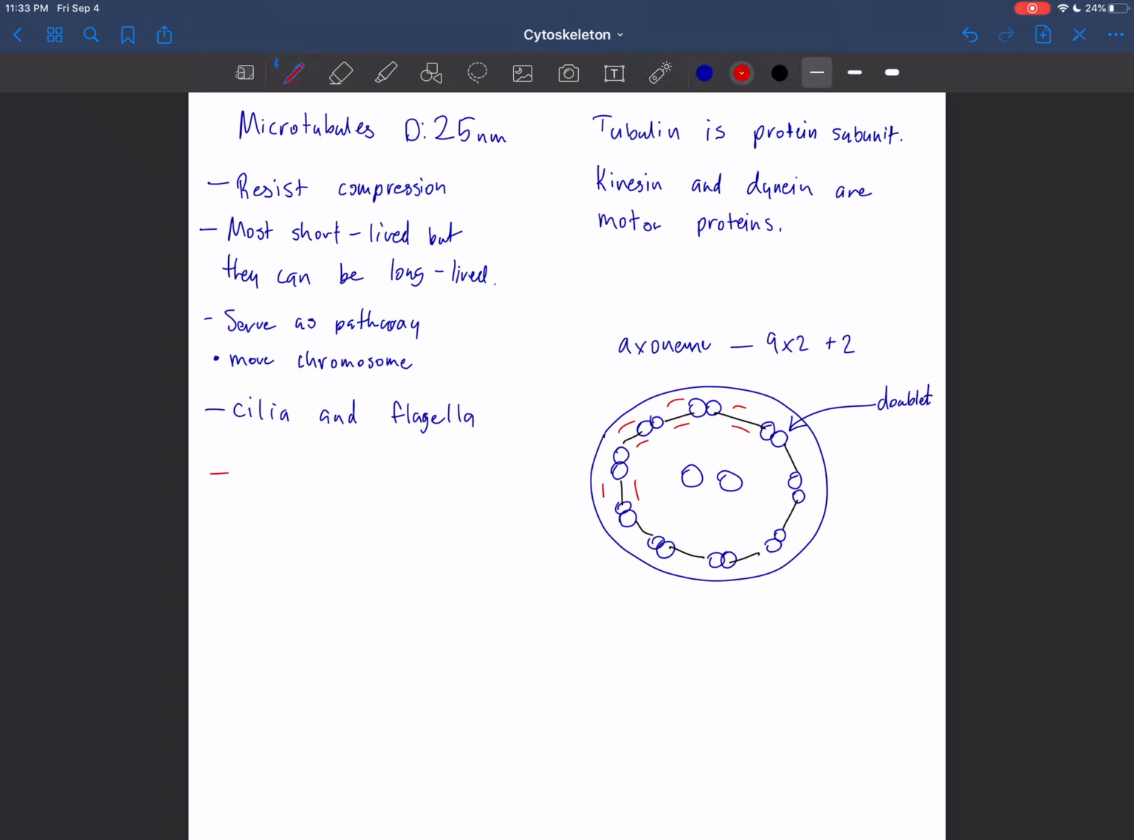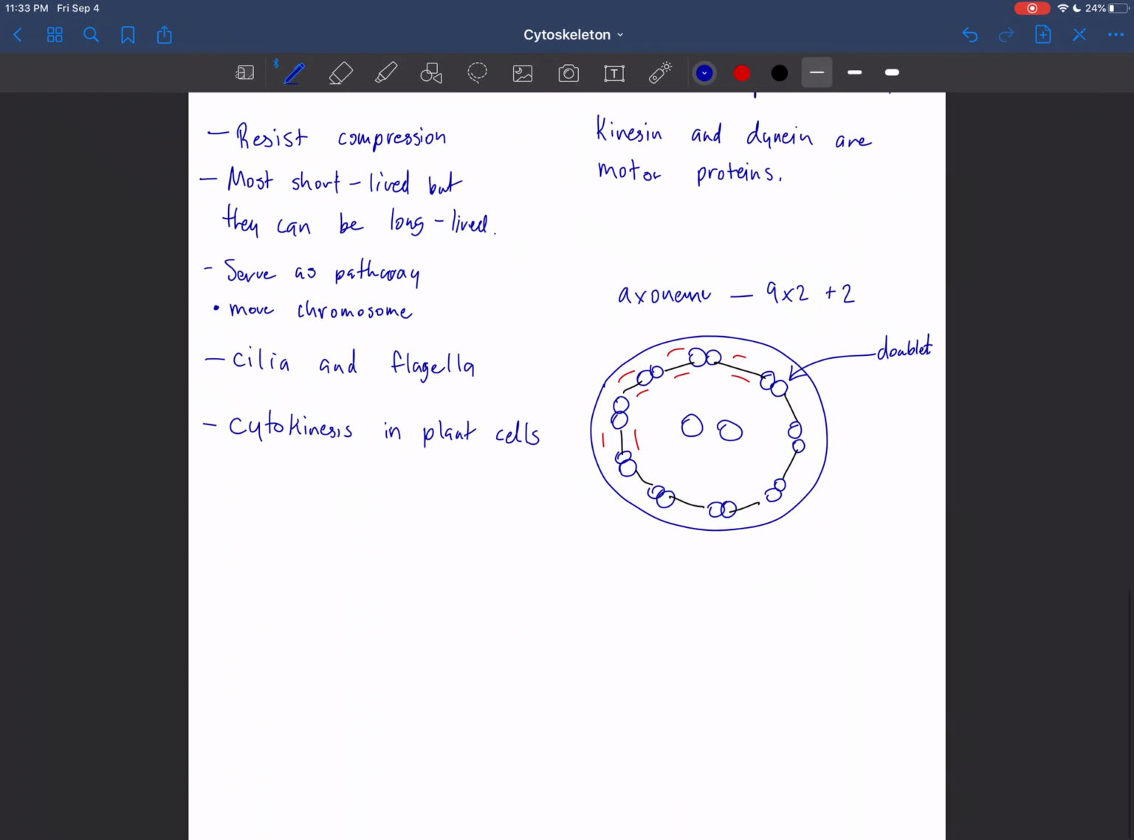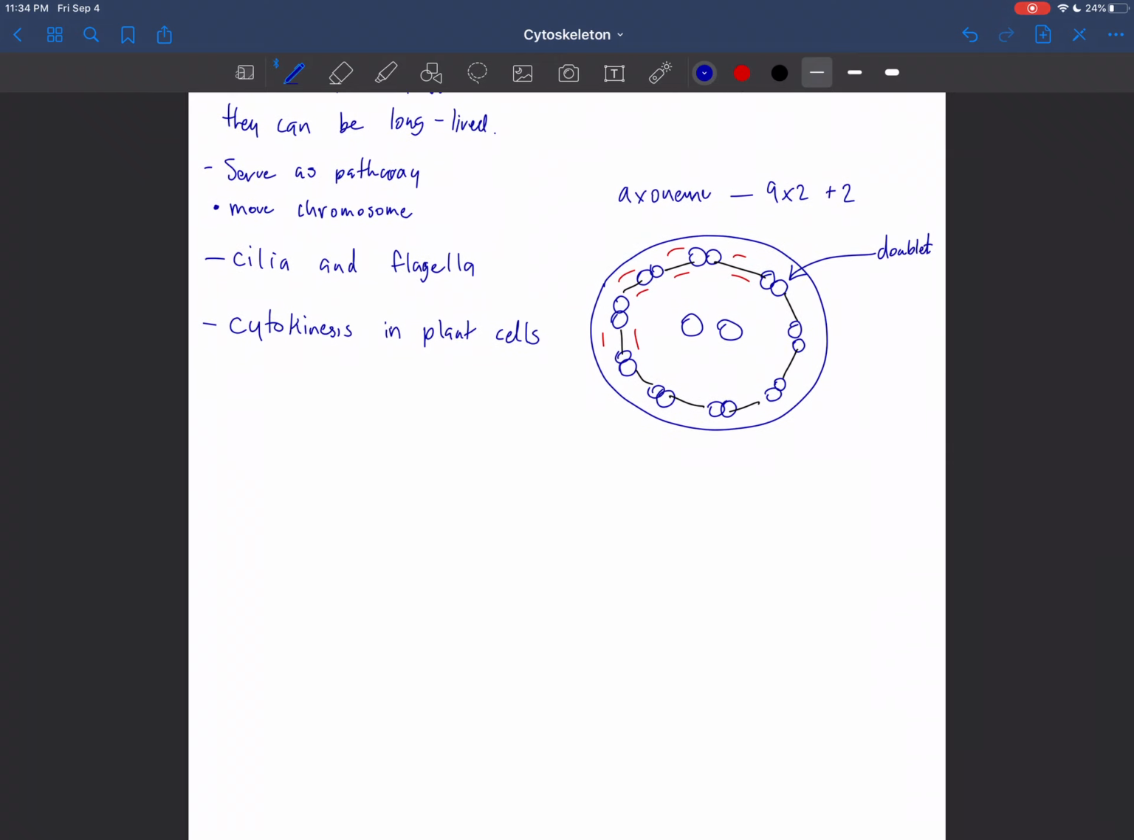There's also cytokinesis in plant cells. I don't even remember how that works, but basically those microtubules, again, are going to be transporting something throughout the plant cells.